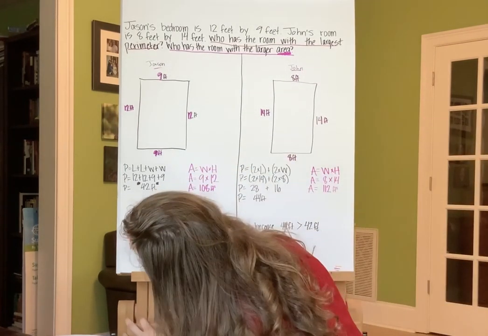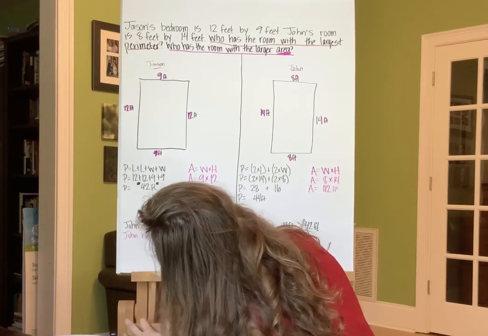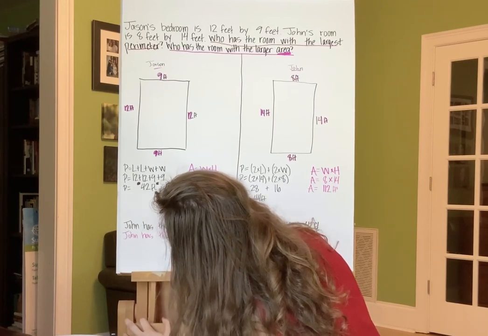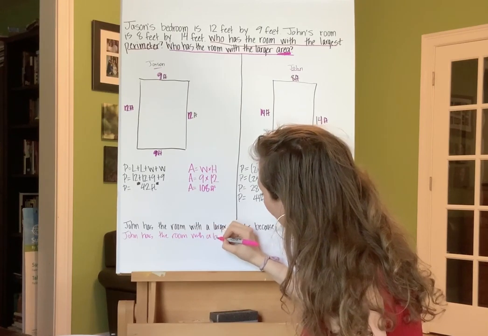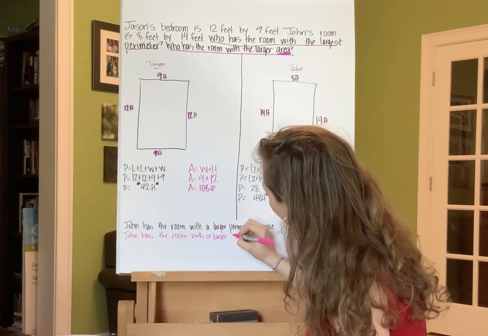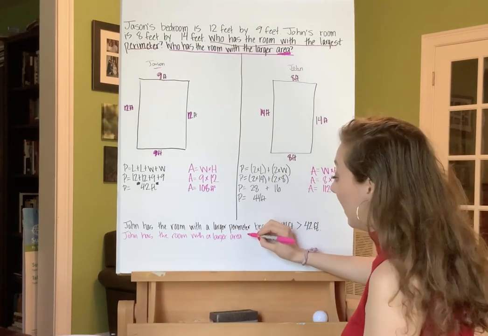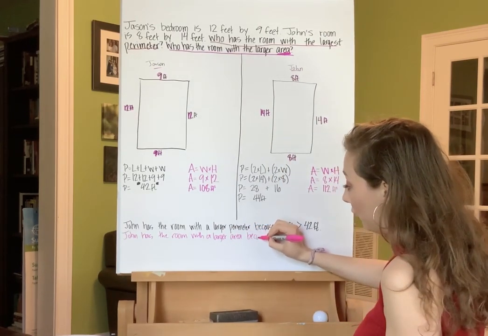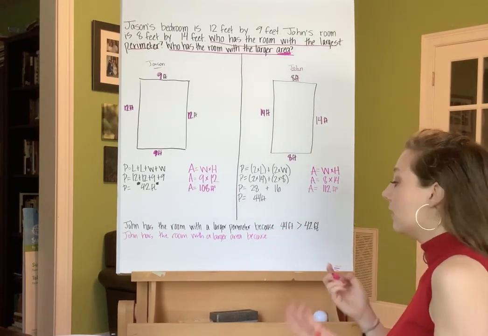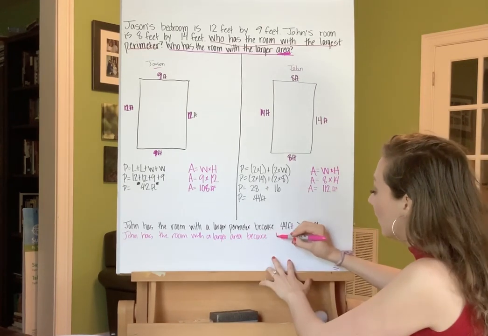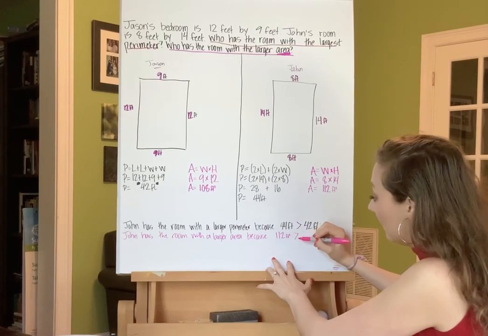So down here, to answer the question, we would say, John has the room with a larger area. And then if it asked us why, how do you know that? A lot of these word problems that we work ask, how do you know that? We would say because 112 feet squared is greater than 108 feet squared, right?